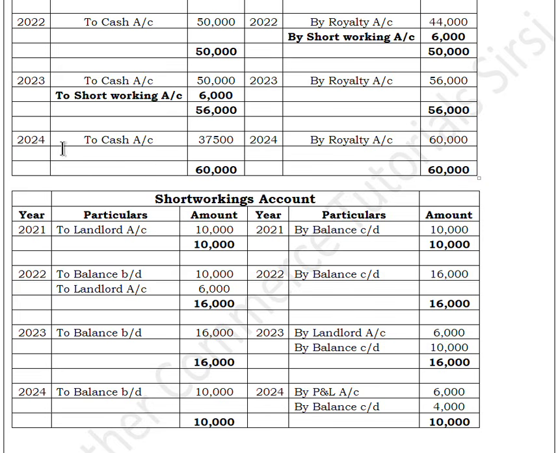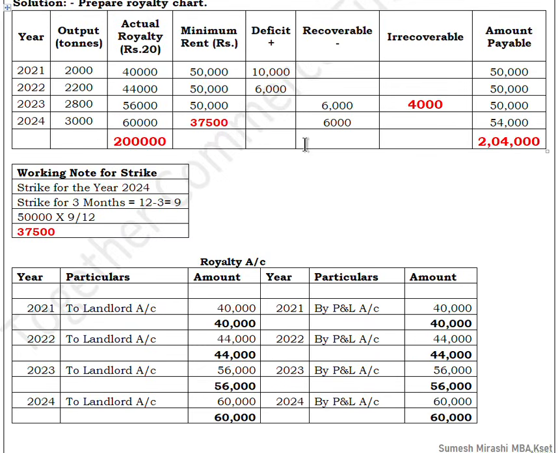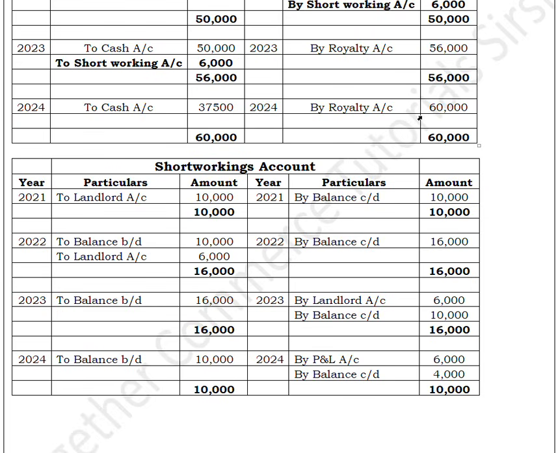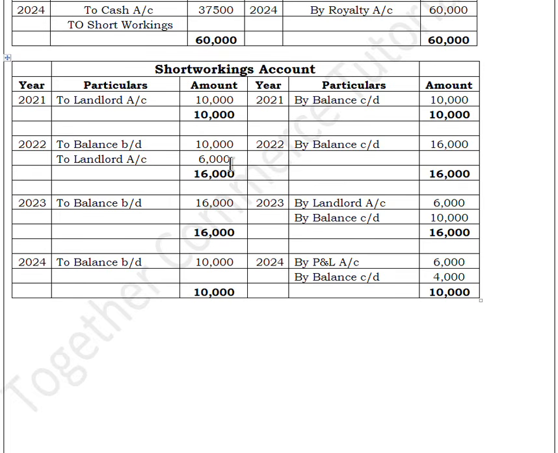Then similarly the last year, in this the minimum rent is 37,500, the royalty is 60,000. See here in the table you will see the royalty is 60,000 and the minimum rent is 37,500. So that is what is written here. Then 60,000 is greater, you will write 60,000 here and copy it here. Then you should write here To Short Workings. Find the balancing figure and please make an entry here. Okay, so let us go for the next.